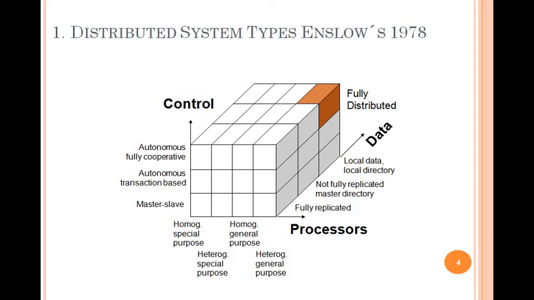So Enslow's definition is too restrictive in our opinion. Techniques of distributed system construction should also be employed if only a single dimension is decentralized. So this is our main component: control, data and processor. These are the basic components of Enslow's model.